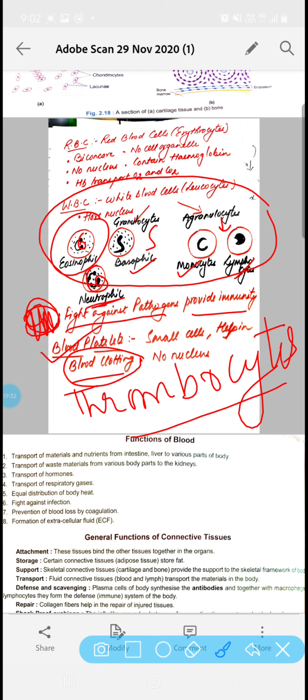That network which is plugging that bleeding, preventing the bleeding, is due to the presence of blood platelets. These blood platelets also do not have a nucleus, and their number varies from 2 lakh to 4 lakh. Okay. Now all kinds of blood cells are formed in the bone marrow. Now we will directly move on to the functions of the blood.